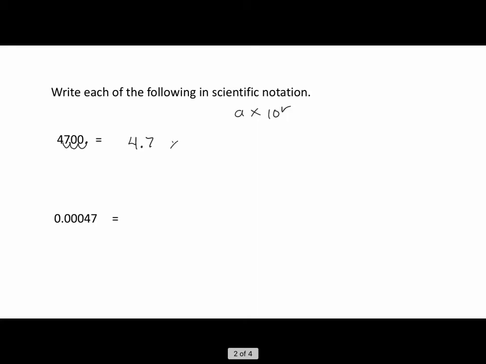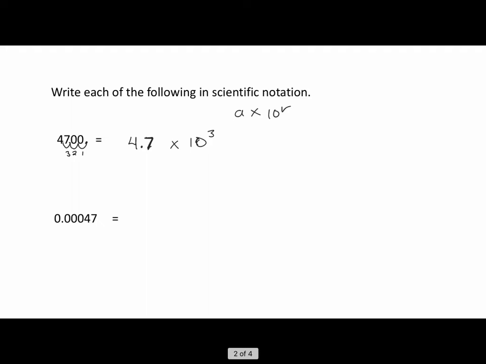So 4.7 times 10. Then I just need to know how many places I moved that decimal. That's 1, 2, 3. And it's a positive exponent because the number that we're supposed to have in standard notation is larger than the number that we have here. So when we expand, we're going to go to the right to make that 4,700.